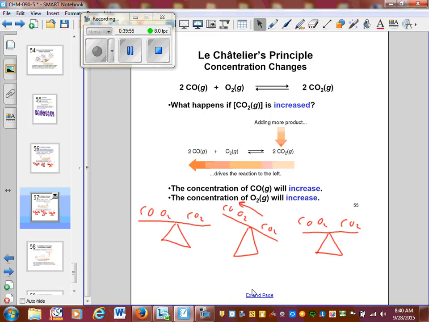If you add a reactant, everything shifts to the right. You gain more product. If you add a product, everything shifts to the opposite side. You gain reactant. If you remove a reactant, everything shifts towards the reactant. If you remove a product, everything shifts towards the product. So if you add something, the equilibrium moves to the opposite side. If you remove something, the equilibrium moves back to the same side.